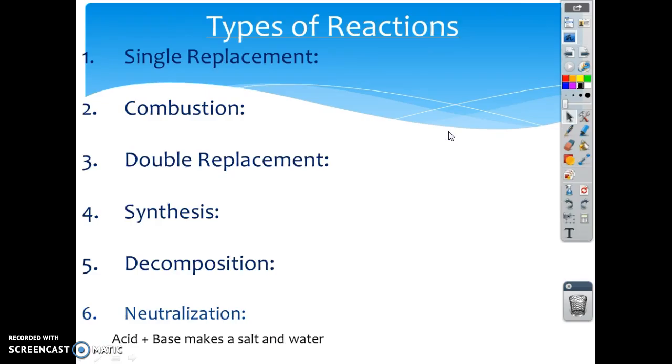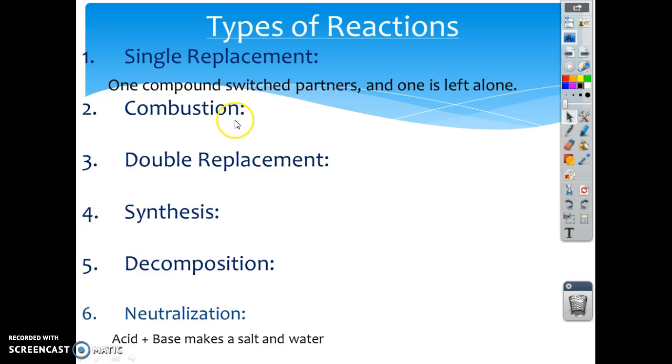Okay, so then we have our reaction types. Y'all have been pretty good at this, so let's see if we remember. Single replacement is when someone comes in and kicks out somebody else. If somebody's lonely, it's single replacement. Combustion is when something explodes or creates a fire. It's not always an explosion, but it's fun to think of it that way.